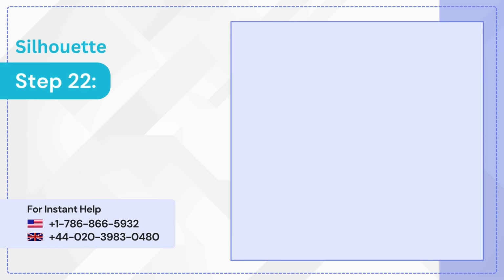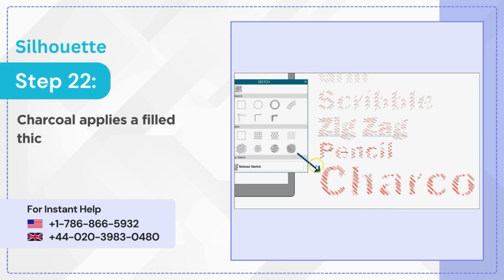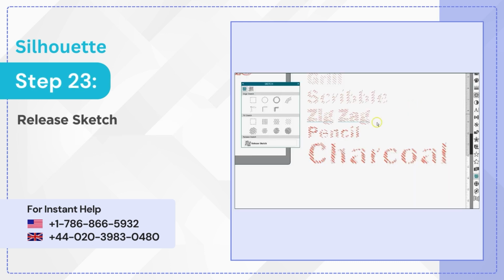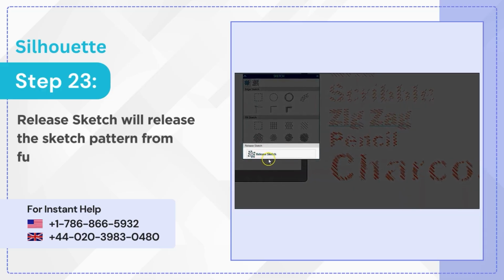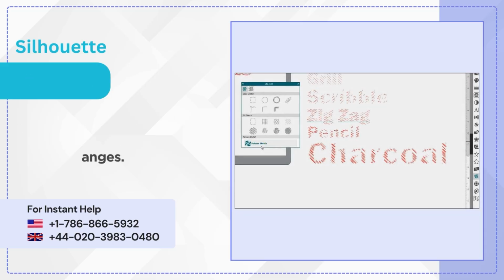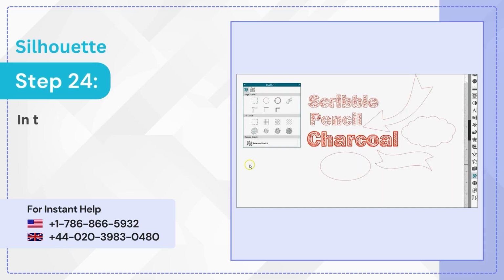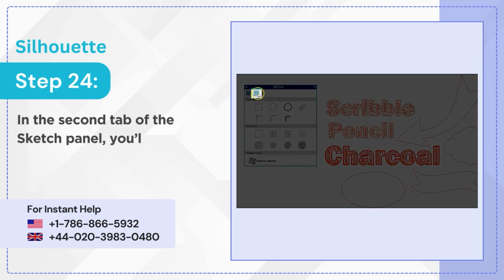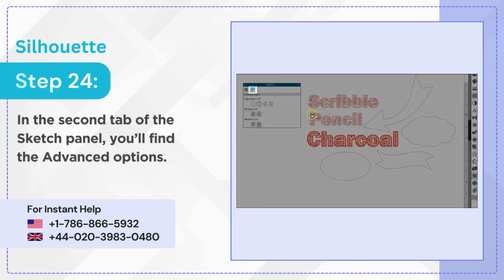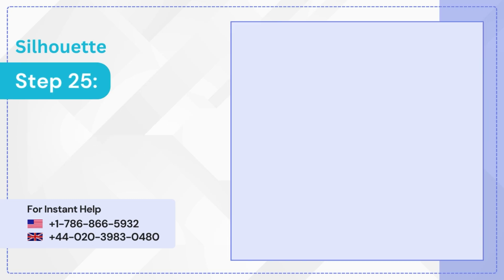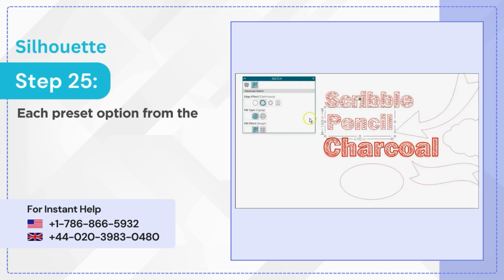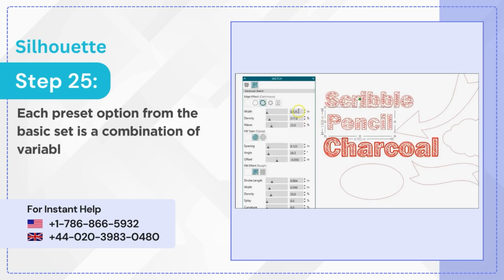Step 22. Charcoal applies a filled thicker charcoal shading effect to the design. Step 23. Release sketch will release the sketch pattern from further changes. Step 24. In the second tab of the sketch panel you'll find the advanced options. Step 25. Each preset option from the basic set is a combination of variables that can be adjusted in the Advanced Options tab.